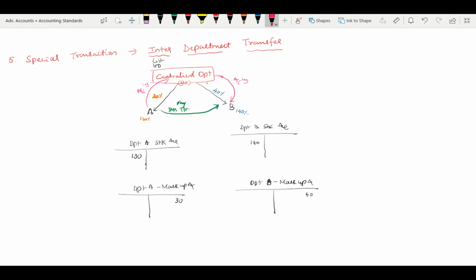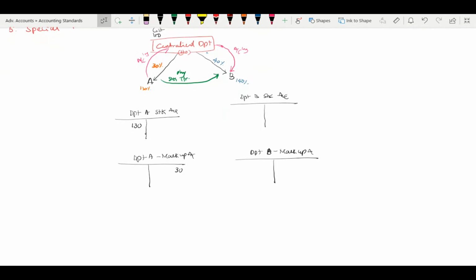This is how it has to be recorded in accounting. Got it? So that means, my dear friend, look out. If the goods, the same stock at 130, imagine this complete stock at 130 has been transferred to B. But for B, the markup is 140. Therefore, I have to record it independently.